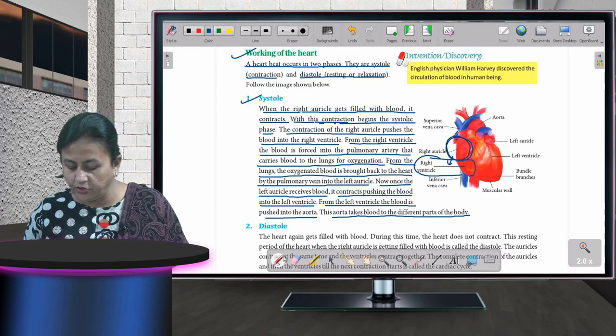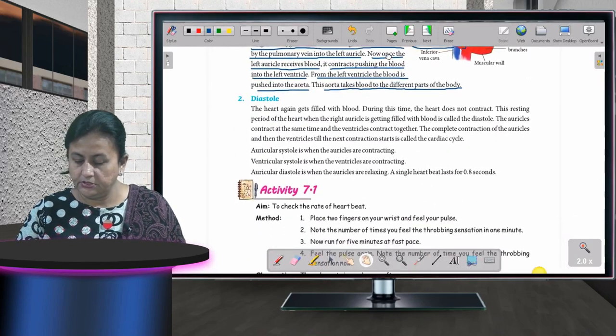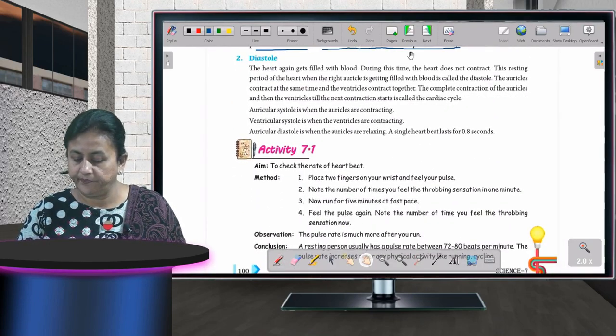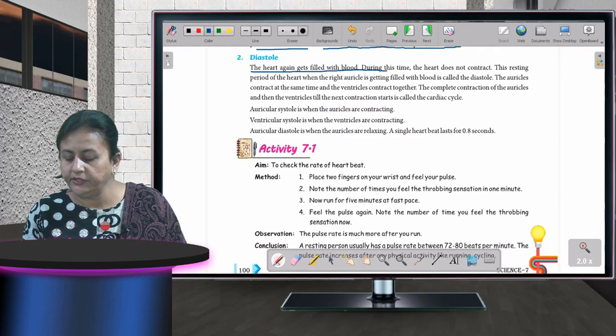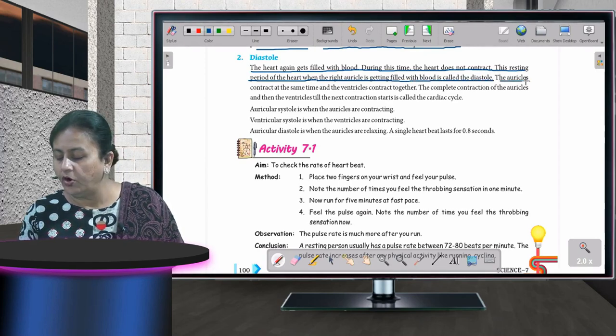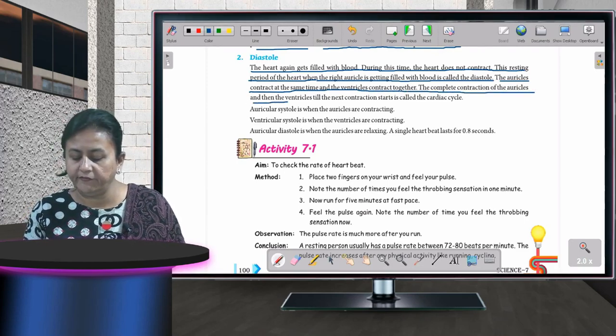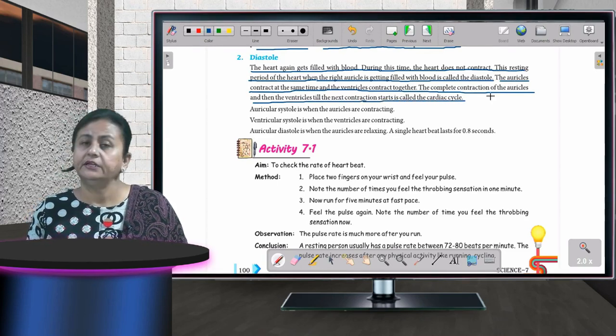Now if I talk about diastole, you can see on your screens also. The heart again gets filled with blood. During this time, the heart does not contract. The resting period of the heart when the right auricle is getting filled with blood is called the diastole. The auricles contract at the same time and the ventricles contract together. The complete contraction of the auricles and then the ventricles till the next contraction starts is called the cardiac cycle.